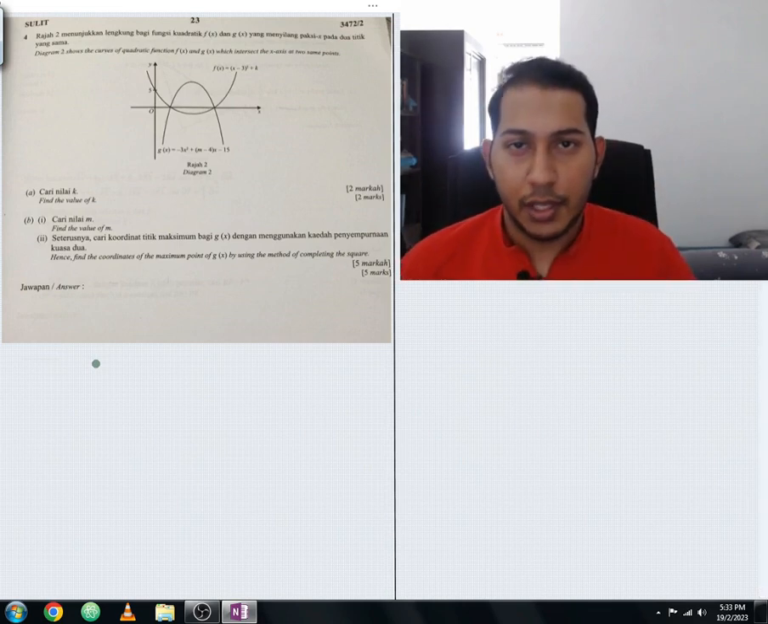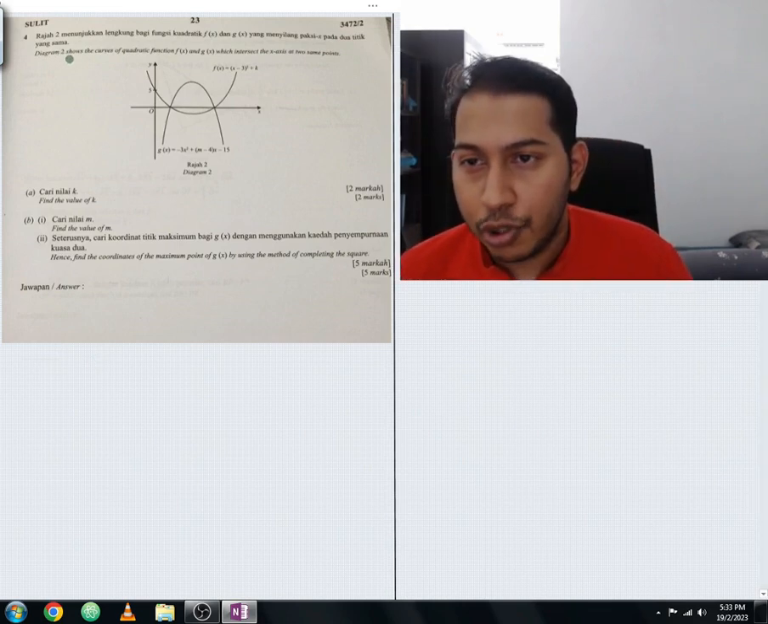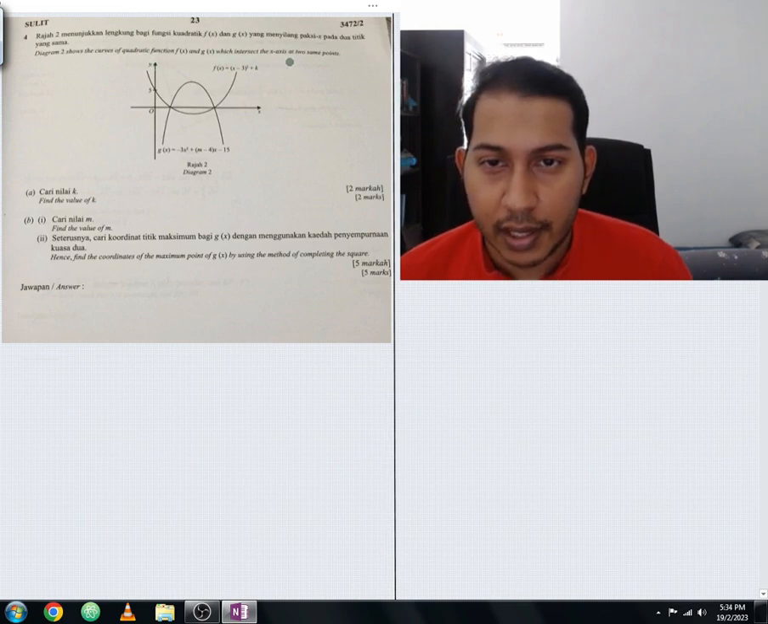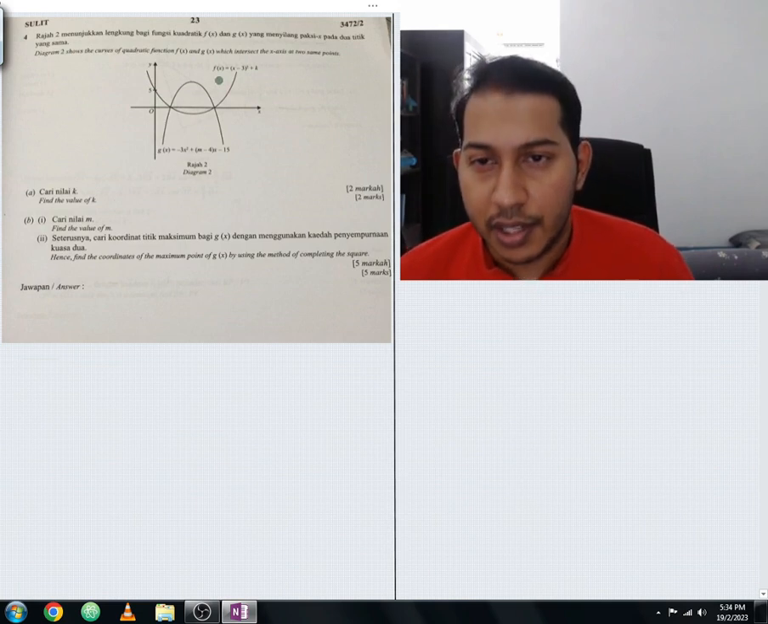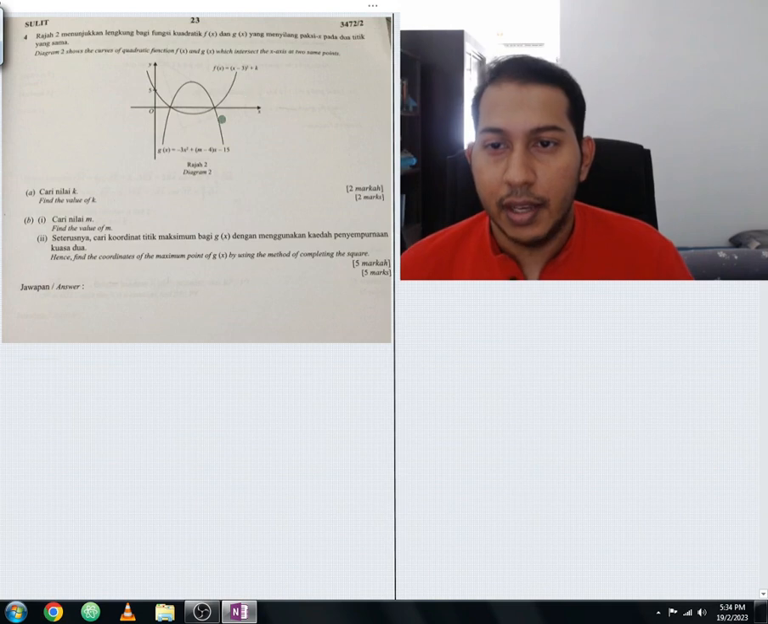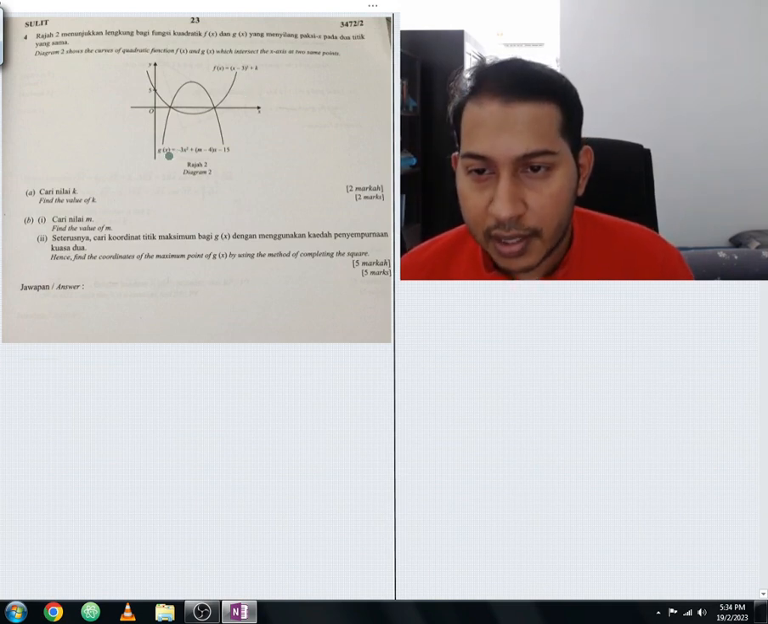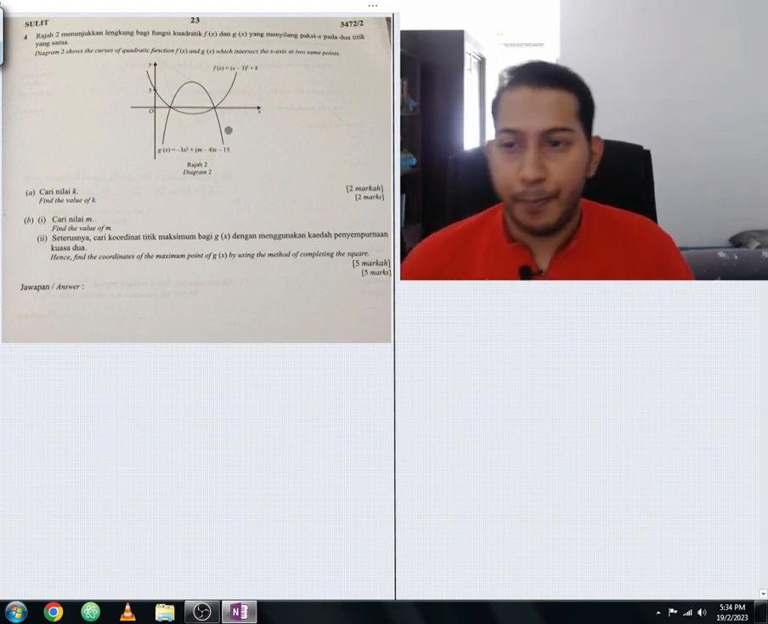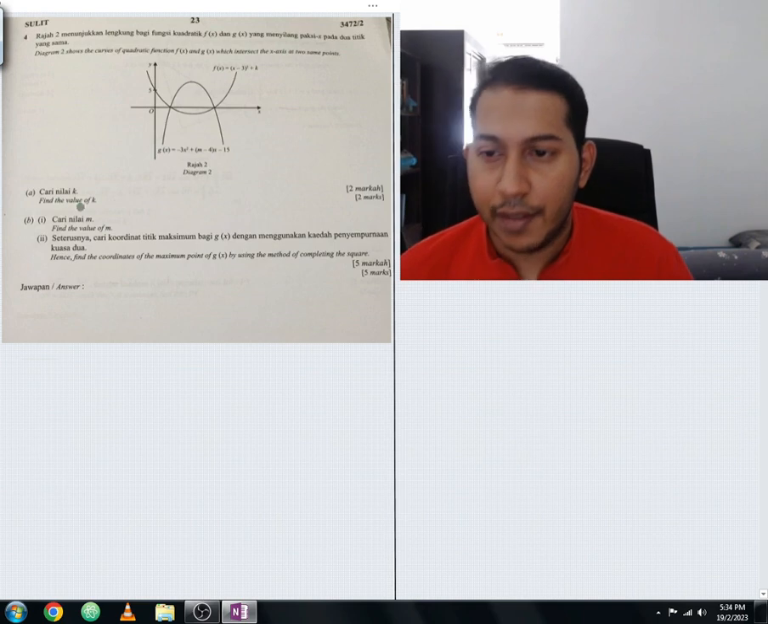Let me read this question now. Diagram 2 shows the curves of quadratic functions f(x) and g(x) which intersect the x-axis at two same points. As you can see here, you have f(x) with the function (x − 3)² + k, and you have here g(x) equals −3x² + (m − 4)x − 15. So the question asks us to find the value of k.